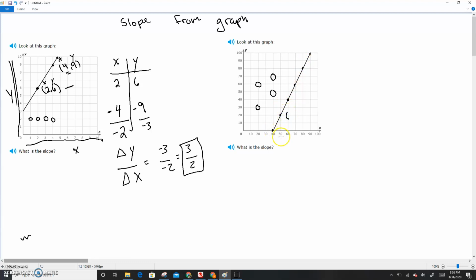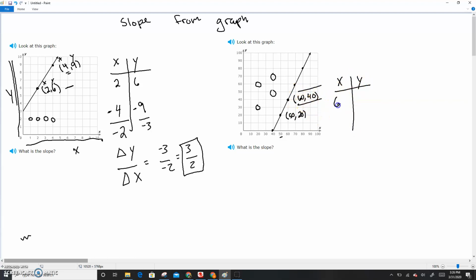Our x value looks like it's 50. Our y value is 20. And this point here, our x value is 60, and our y value is 40. Let's create a table. X, y. Let's start with this point this time.